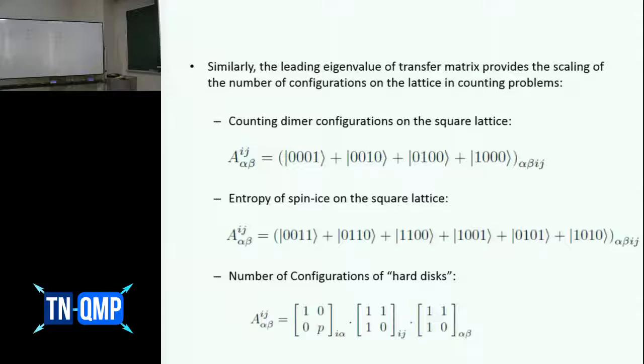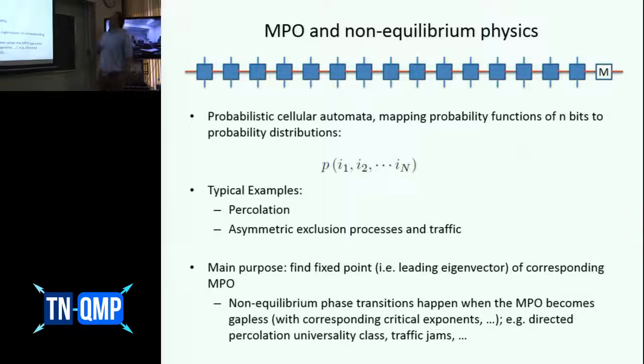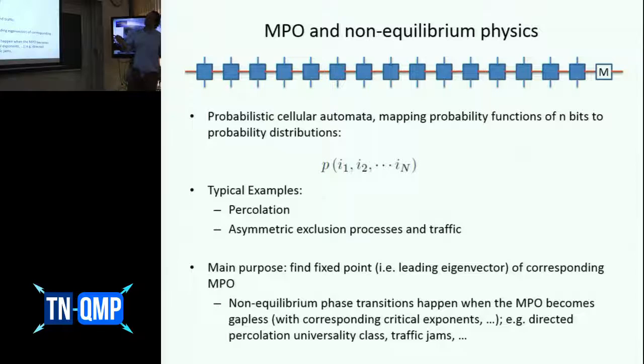Okay, so let me also talk a little bit about this non-equilibrium physics thing, this traffic problem that I told you about. In some sense, the right technical term for these is probabilistic cellular automata. They are basically mapping probability distributions of n bits to other probability distributions. The typical things you have there are percolation, asymmetric exclusion processes, this traffic kind of thing. So what you have is a description of a stochastic matrix in the form of a matrix product operator that maps a probability distribution to a probability distribution. And you're interested in the leading eigenvector of that, which always has eigenvalue 1. So in this particular case, you know what the leading eigenvalue is, but you're just interested in what the eigenvector is. Okay?